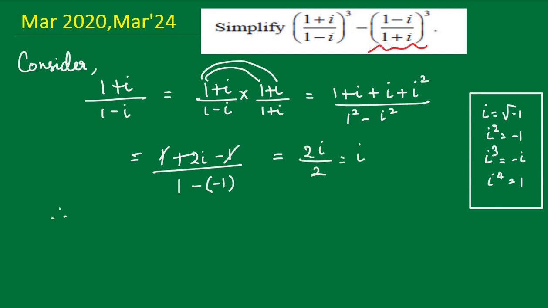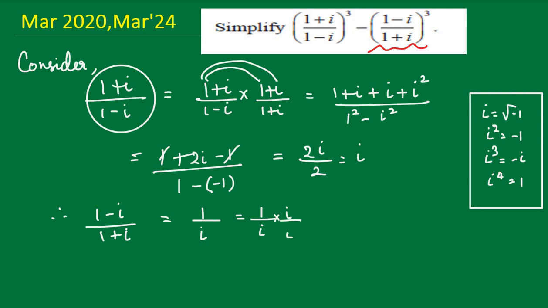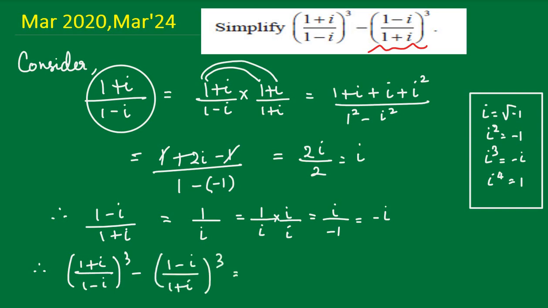Therefore, the next term, (1-i)/(1+i), is the reciprocal of the first term, and therefore it can be written as 1 by i. Multiplying by i by i, this is i by i square, which is minus 1, so equal to minus i. Therefore, coming to the question, ((1+i)/(1-i)) cube minus ((1-i)/(1+i)) cube is equal to i cube minus of (minus i) cube, which is minus i plus, minus into minus is plus, i cube. So again, this is equal to minus i plus minus i, which is equal to minus 2i.